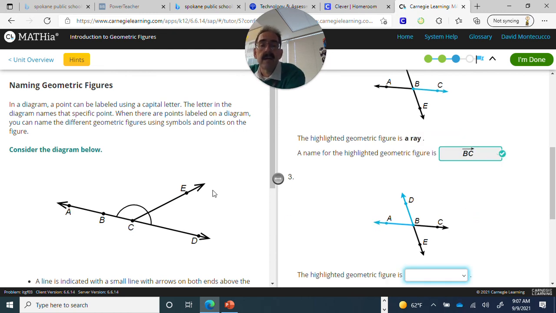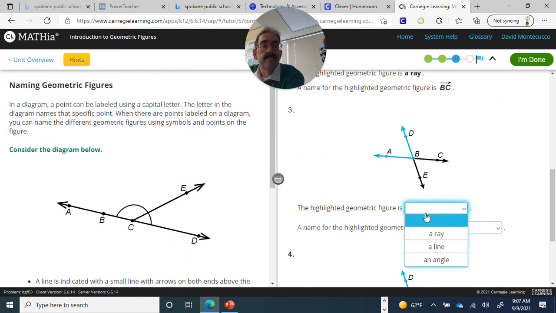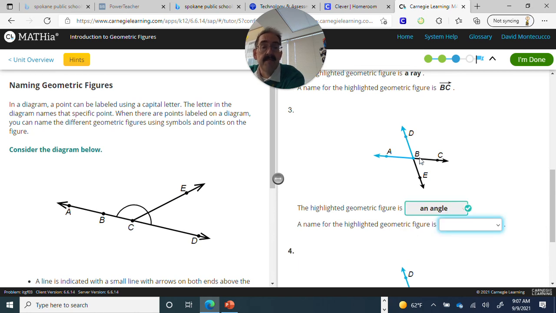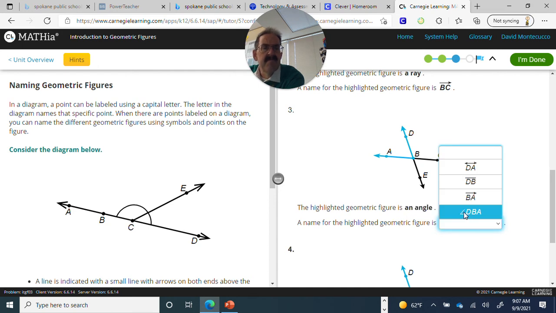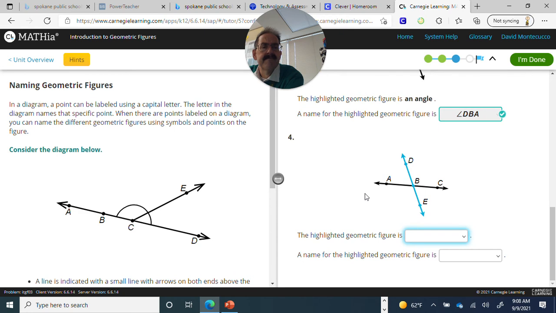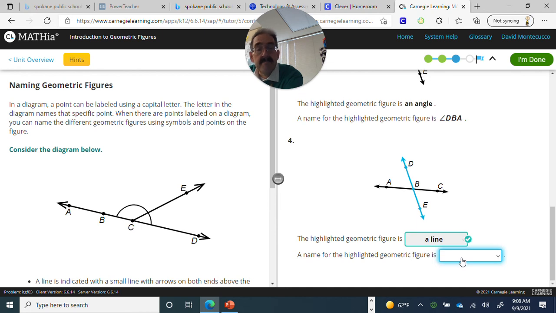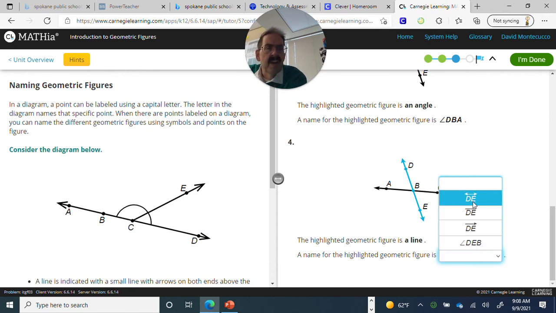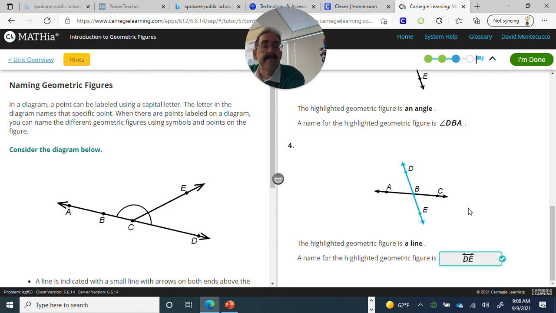All right, and remember, you can just look through and read the directions. This is called an angle. Now with an angle, ABD, DBA. There we go. This is called a line. And this will be a line DB, DE, EB, BD, ED. You can have any of those. So we need arrows on both ends.